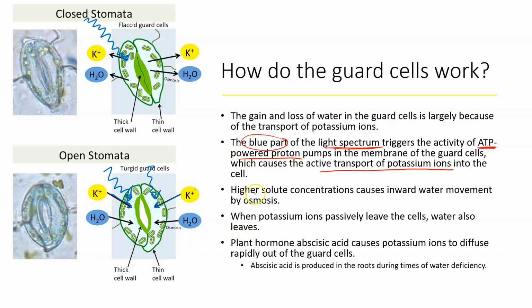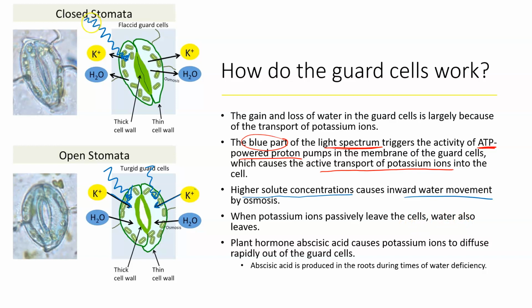Because the potassium ions are now in, we have a higher solute concentration inside, causing an inward net movement of water by osmosis. If we make the inside more hypertonic, water always wants to go hypo to hyper, and so water is going to come into the cell. It's osmosis, okay? Increase the solutes inside, move the water as a result of that. When potassium ions passively leave the cells, water also leaves.